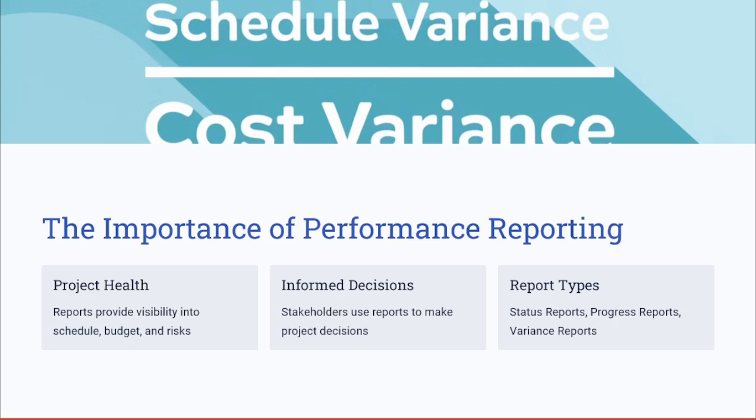Performance reporting includes the status reports, the progress reports, and in case there's a variance, you also need to show them the variance report. The variance report shows them the progress against the baseline that you have promised to deliver to them. For example, in an infrastructure project, a monthly status report may show that the excavation is behind schedule due to bad weather. This alerts the management to allocate additional resources or adjust the deadlines to mitigate these delays.